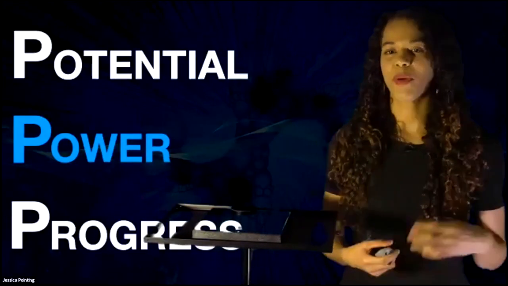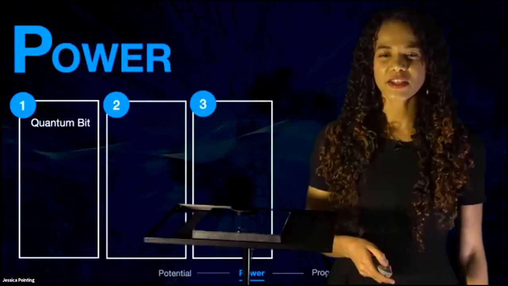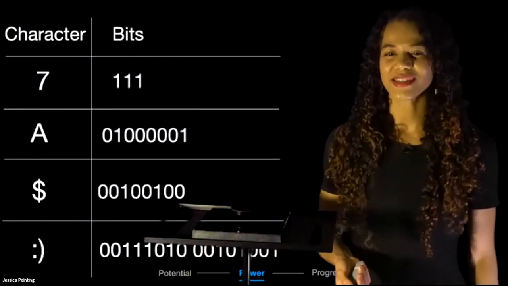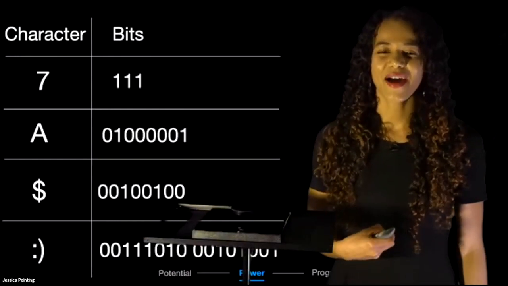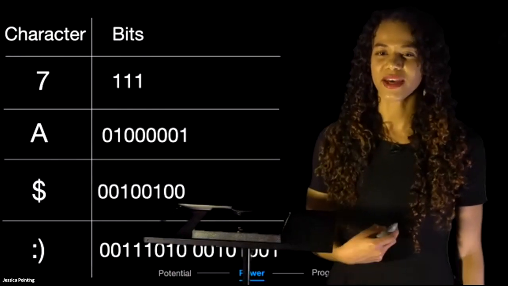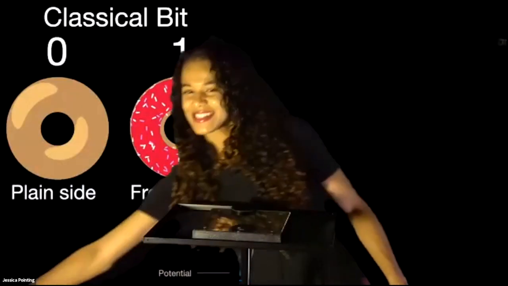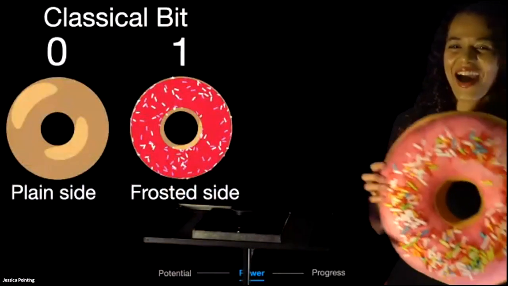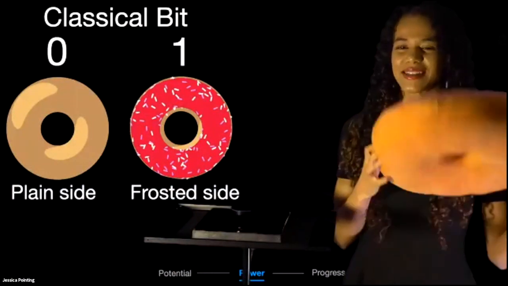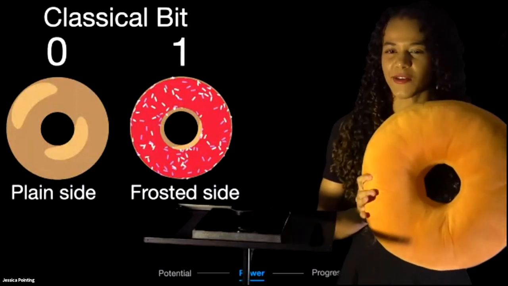All right, so let's look at the power behind it and why it is able to do this. First of all, we need to understand the quantum bit. If you're familiar with computer science, you know that everything is stored and processed as bits. Any character can be represented as a sequence of bits, and this is the underlying basis for how our computers work. So let's say I have a classical bit. I'm going to use a donut to illustrate this. Let's say the one is the frosted side and zero is the plain side. This is the classical bit, and it can only be 0 or 1.